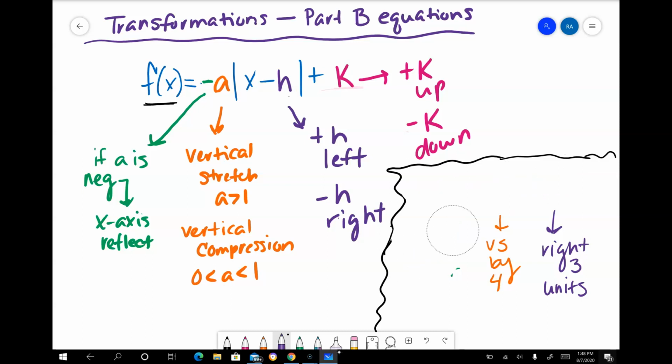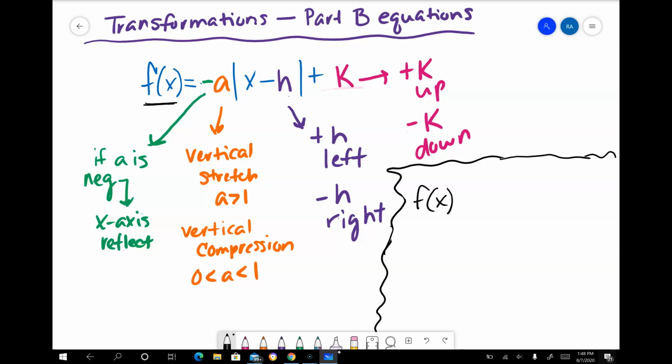Try it again. Especially if you messed that one up, you probably made one little mistake. Try this one, okay? Practice makes perfect, guys. So next one, f of x equals 1/5 x minus 5. Okay, so pause the video and give this one a shot.